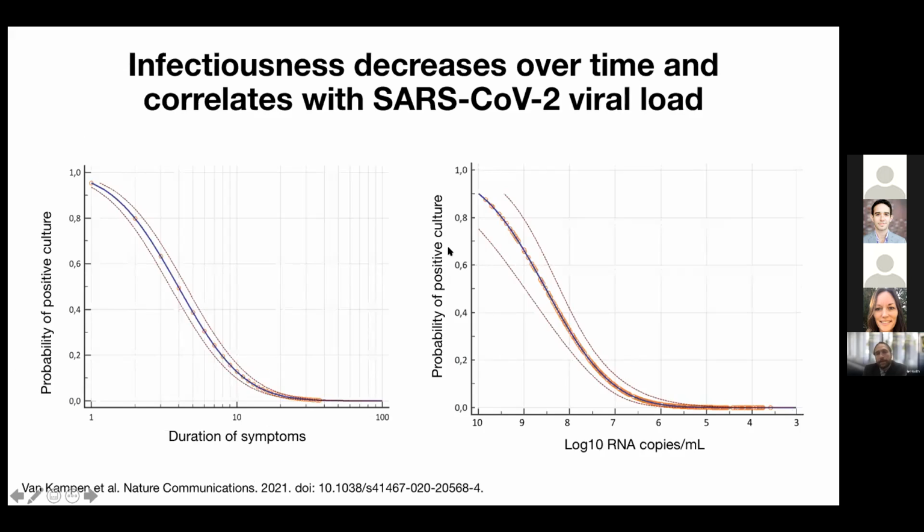On the right panel, we're seeing probability of infectiousness, positive culture, as a function of viral load. And this makes an important point: the more virus a person has, the more likely they are to be infectious. That's another key point to keep in mind, especially as we ask ourselves, do we really need a diagnostic test that can detect extremely low viral loads? Does it matter if someone's not infectious? Why do we need to detect the virus?